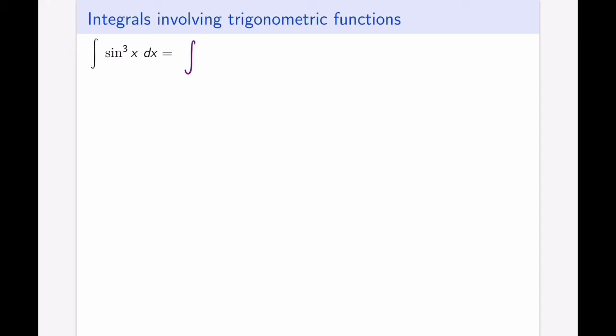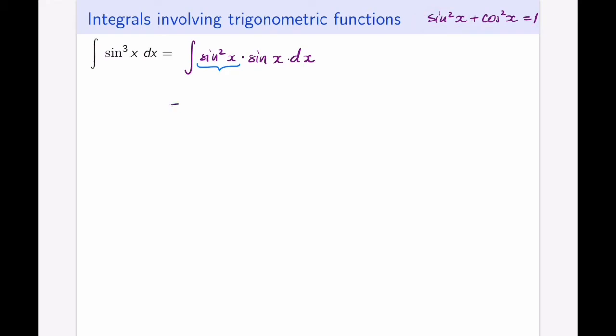So one thing I can do here is rewrite sine cubed x as sine squared x times sine x, and then don't forget our dx. Now I'm doing that so that I can get sine squared x. Remember, the basic trigonometric identity states that sine squared of any angle plus cosine squared of the same angle is equal to 1, which means that I can take this sine squared and rewrite it in terms of cosine squared.